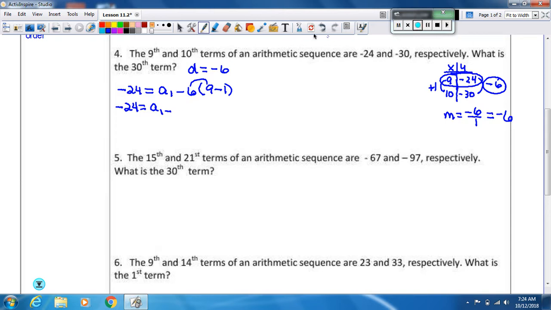Actually, you know what? Easier than that. 9 take away 1. Let's do the parentheses first. So 9 take away 1 is 8. So negative 6 times 8 is negative 48. It just saves us a step there. Okay, let's add 48 to both sides.